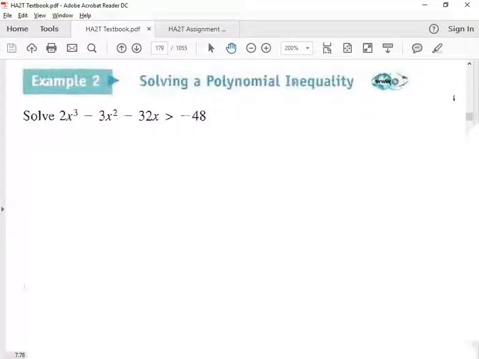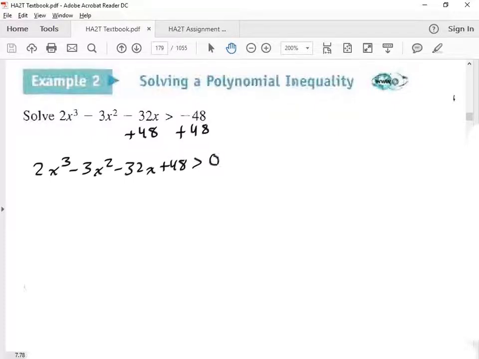Okay, so the first thing you want to do is make this equal 0. Well, not equal 0, but you want this to be greater than 0. So I'm going to add 48 to both sides. And so I get 2x to the third power minus 3x squared minus 32x plus 48 is greater than 0.